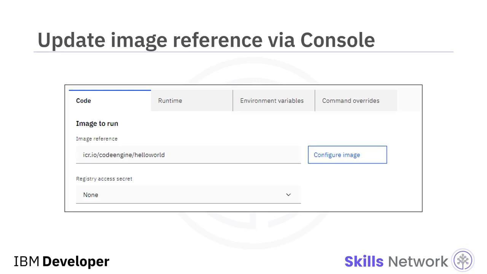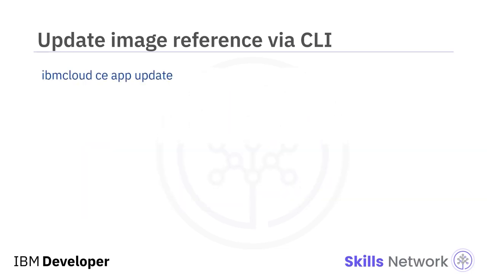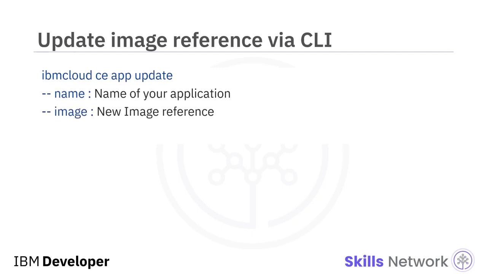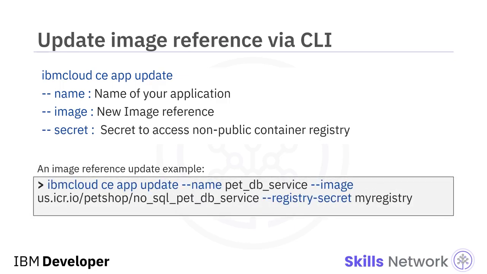Now, you can update the image reference via Console UI as follows. On your application console page, click the Code tab, then specify the new image reference for your application. On the CLI, the ibmcloud ce app update command has three arguments for updating image references: the name of your application, the name and value of your image reference, and the registry secret to access the non-public container registry. Let's see an example. Here, you update the image reference to us.icr.io/petshop/nosql-petdb-service with container registry secret my-registry.